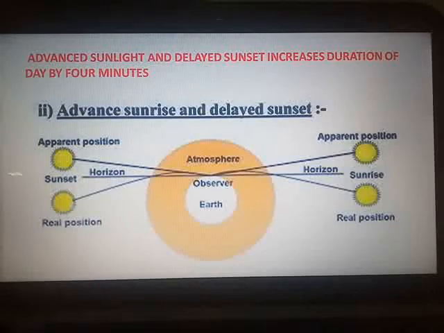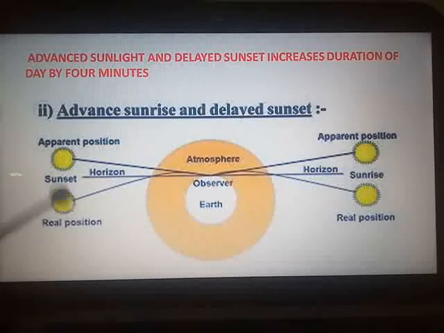The observer on the earth should see the sun when it reaches the horizon. This is the observer on the earth's surface. He should see the sun when it reaches the horizon, but it is seen 2 minutes before that. Why? As a ray of light from the sun, means sunlight, enters the earth's atmosphere, it follows a curved path due to refraction before reaching the observer.